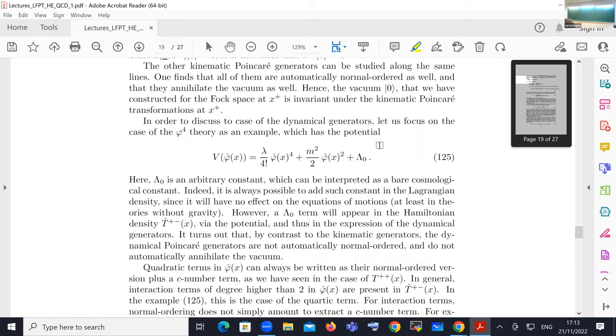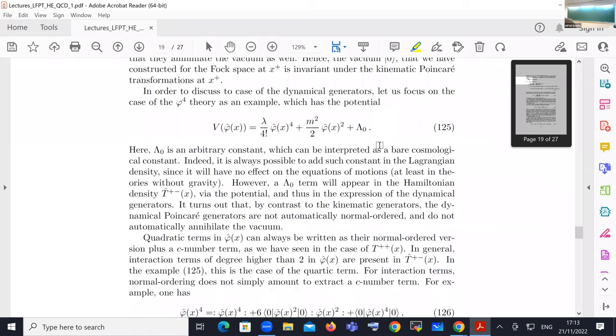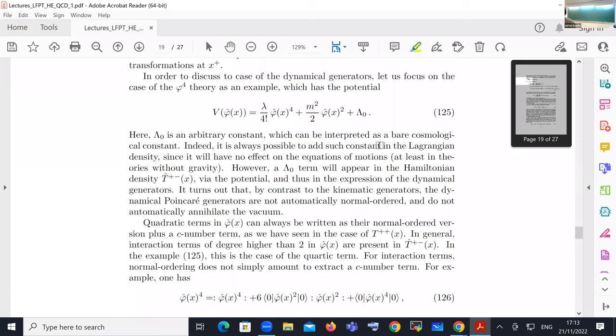So the next thing is to discuss what's going on with the dynamical generators now. So to be a bit precise, up to now I was writing the theory with an arbitrary potential, but now I will just take phi to the fourth theory with a positive mass squared to get no symmetry breaking. So I have basically a phi to the fourth term here, and a quadratic term. And here, I can always add a constant in the potential or in the Lagrangian. As long as I don't consider a theory with gravity, this constant term, which you can interpret as a bare cosmological constant, will always disappear from the equation of motion and from all the commutators. So a priori it will not play a role. That's why I can add anything here.